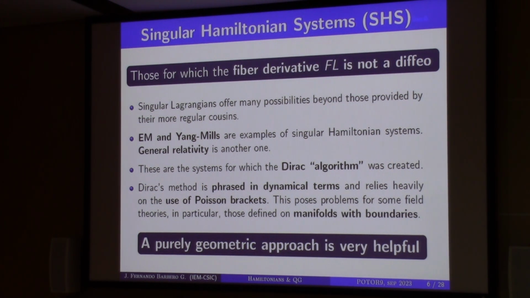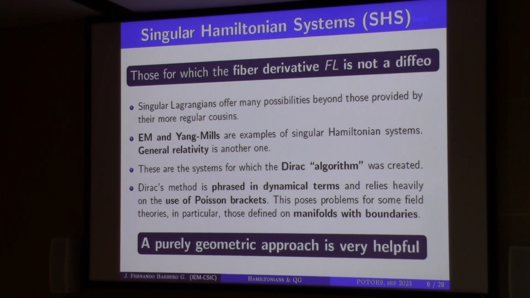Now this may look like a complication, but of course we know that singular Hamiltonian or Lagrangian systems offer many possibilities beyond those provided by regular systems, and in fact most of the field theories that are relevant for physics are actually of this type. So electromagnetism, Yang-Mills, general relativity are examples of this. Gauge theories are particular examples of singular systems, but there are others which are not gauge theories that are singular. And actually we'll show you a simple example today.